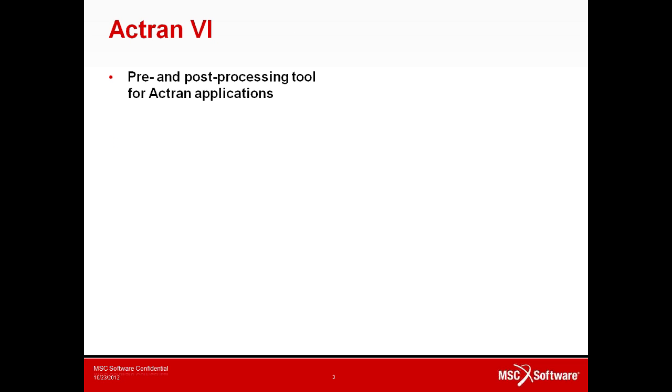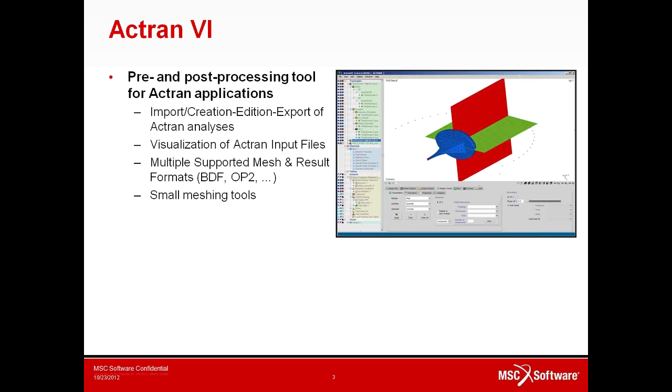Before starting the review of the API, I will briefly introduce you to Actran VI and utilities. The Actran VI module is the dedicated pre- and post-processing tool for Actran applications. The graphical user interface allows you to perform various actions, from the import and export of Actran analyses or meshes to the creation and addition of Actran analyses. It also contains small meshing tools, particular visualization of acoustic components and boundary conditions, or a tool for predicting the projection quality of incongruent meshes.